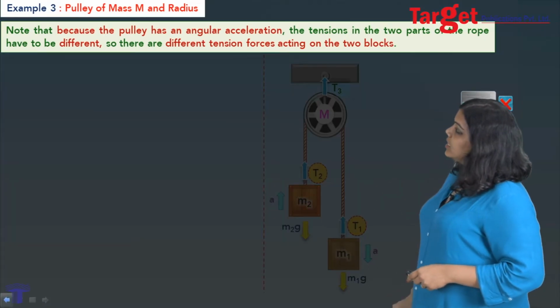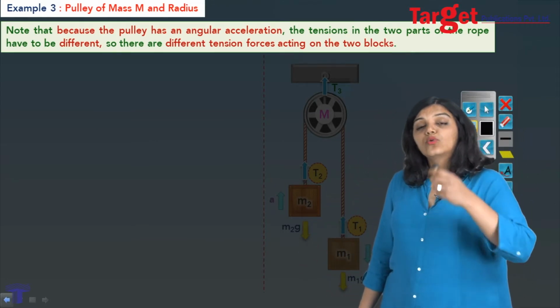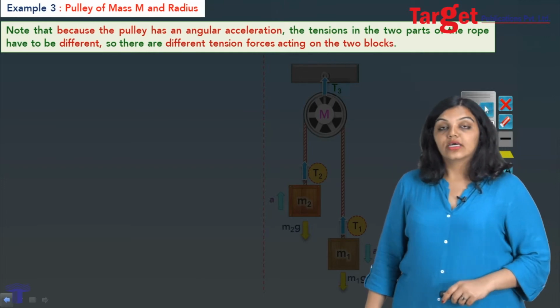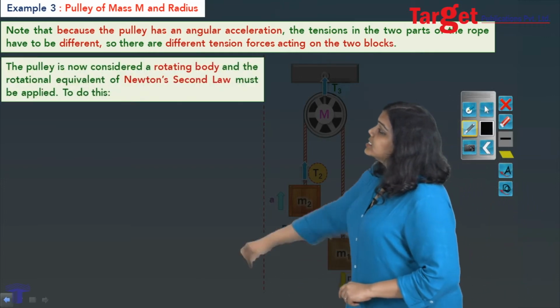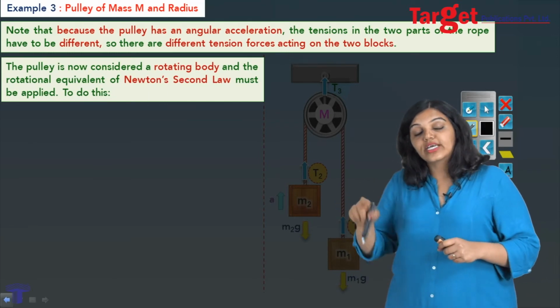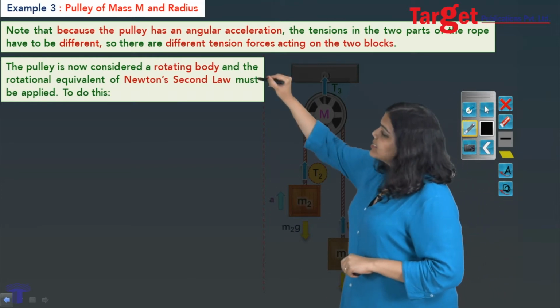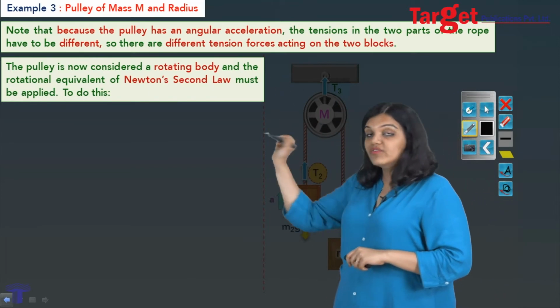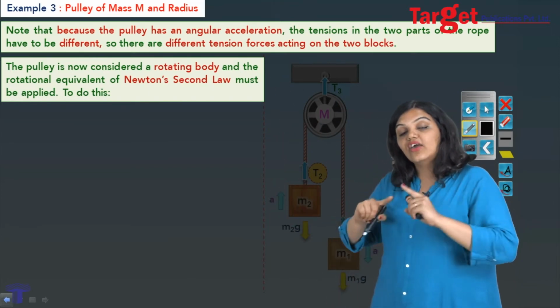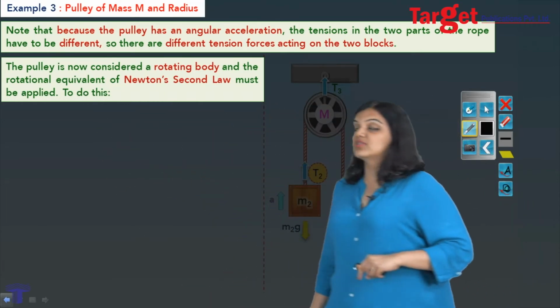Now once that is done, you have to move on to drawing the free body diagram of the pulley. But what will you do by drawing the free body diagram? The first thing you must realize is that the pulley is now considered as a rotating body, because not only does it rotate, but it also has mass, and this makes it a rotating body. And once that happens, you have to remove Newton's law, as you know, that is F is equal to ma, and replace it with the rotational equivalent of Newton's second law.